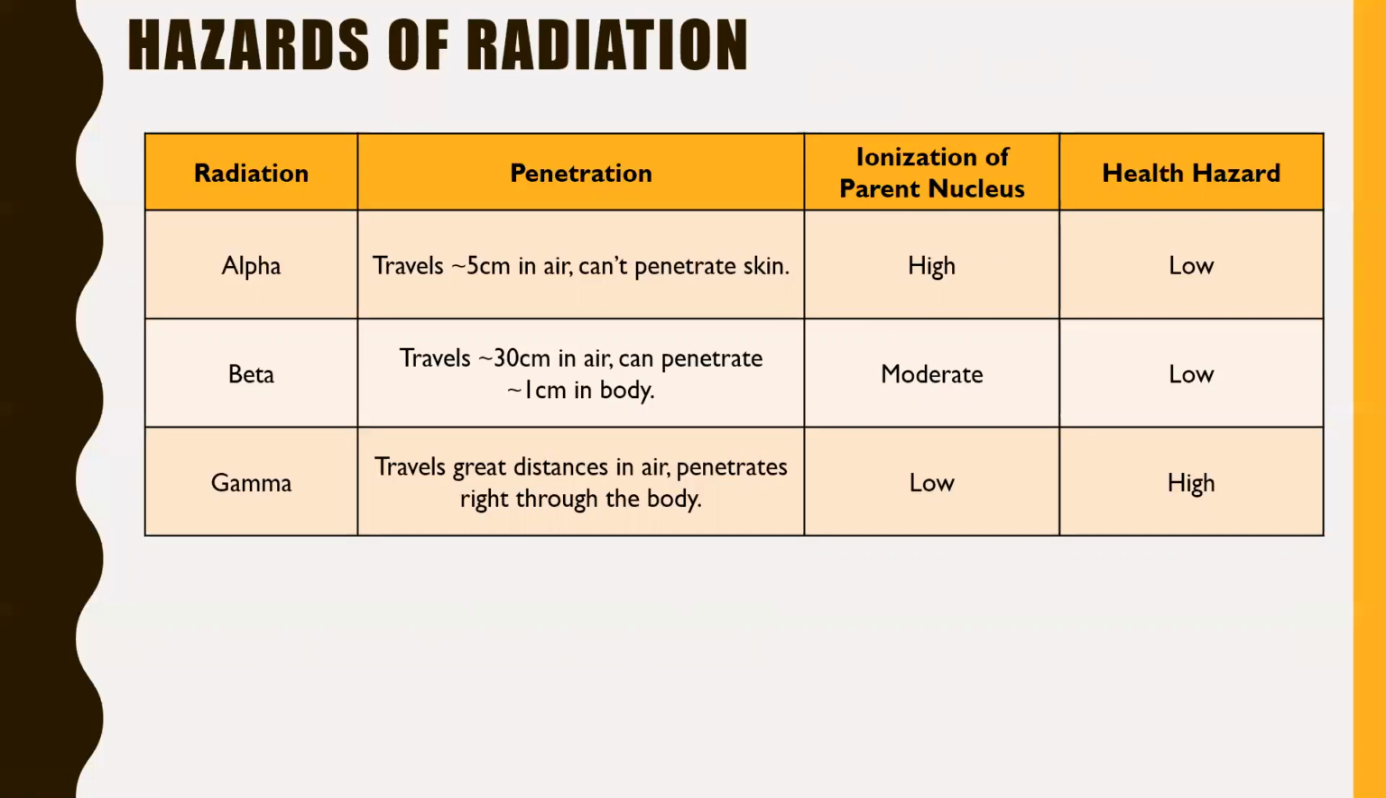The health hazard, however, of alpha radiation is quite low. Beta radiation, on the other hand, travels about 30 centimeters in the air, so about a foot, and it can penetrate only about a centimeter into your body. This is caused by just moderate ionization of the parent nucleus, but the health hazard of beta radiation is still low. Technically, if you were hit by beta positive decay, there are antimatter collisions, but since it's only a positron, it's not going to release a lot of energy. It's not going to be a big deal.